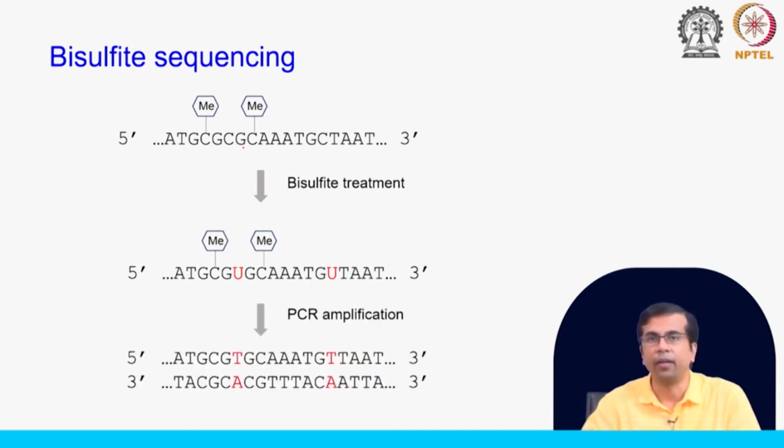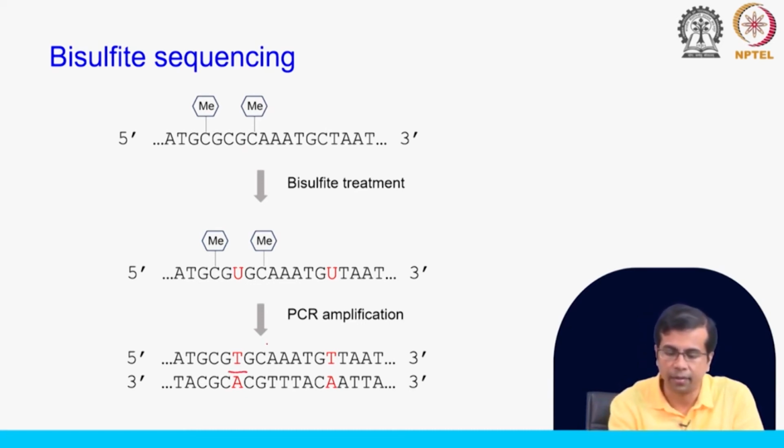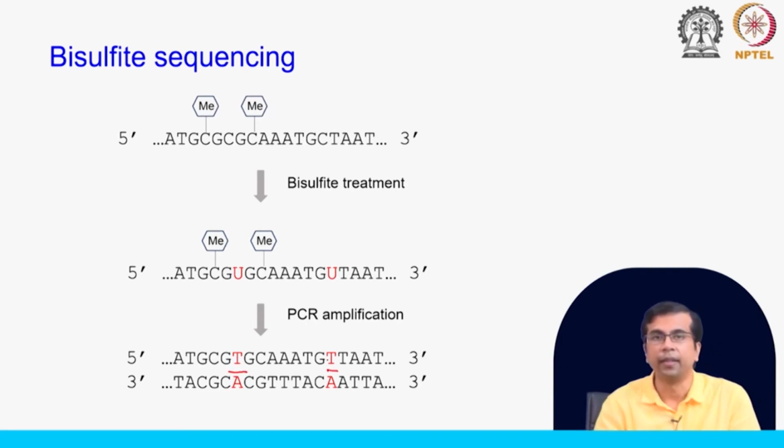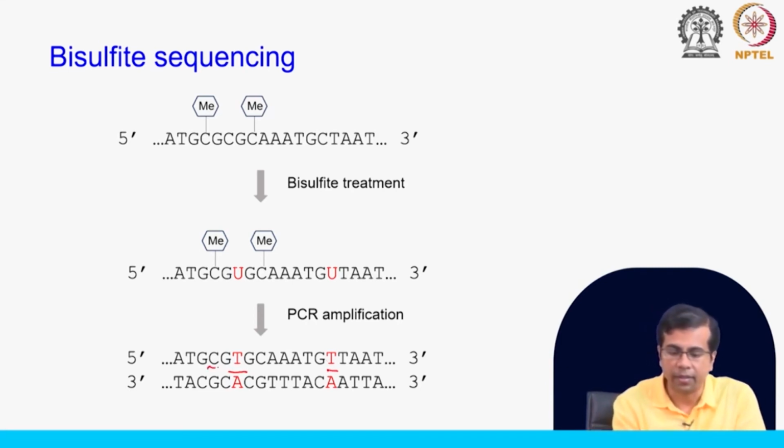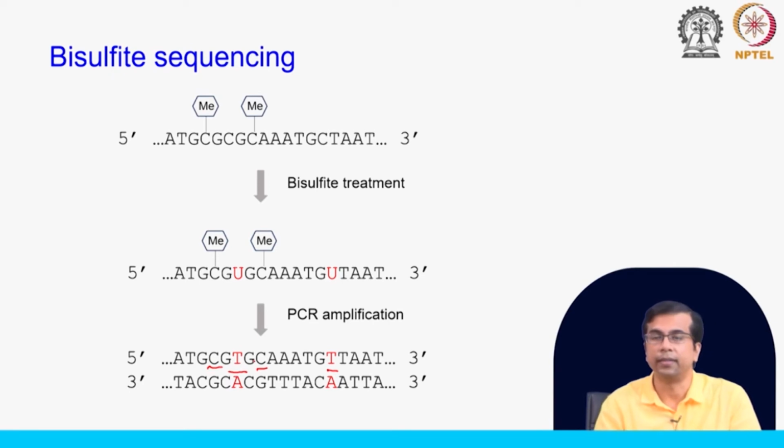Now, if you then do PCR amplification, what you will get is that the Cs that converted to U will be sequenced as Ts. They are highlighted in red color here. The Cs that were methylated will be sequenced as Cs. Based on this difference, you can now identify the cytosine bases that are methylated.